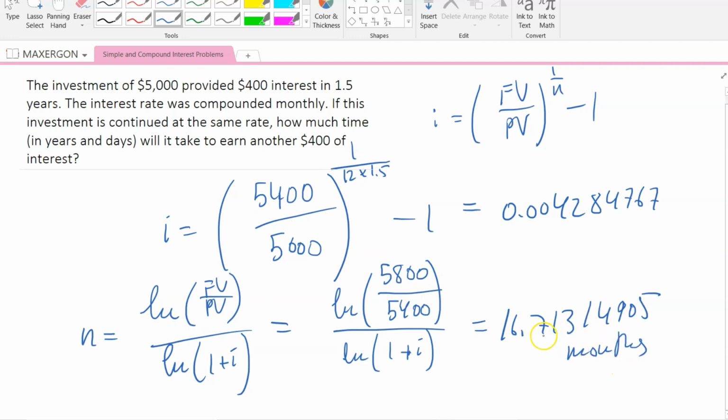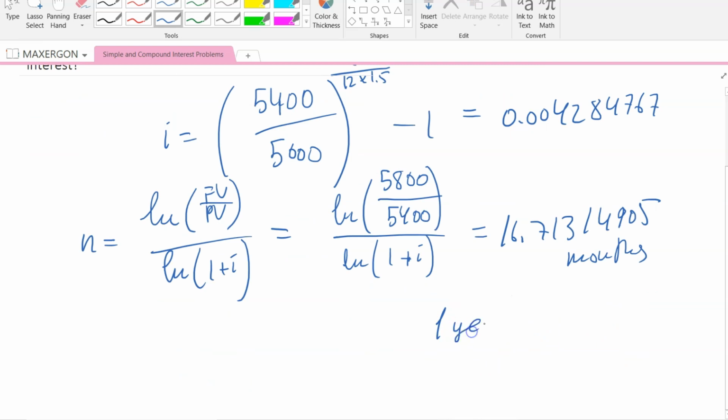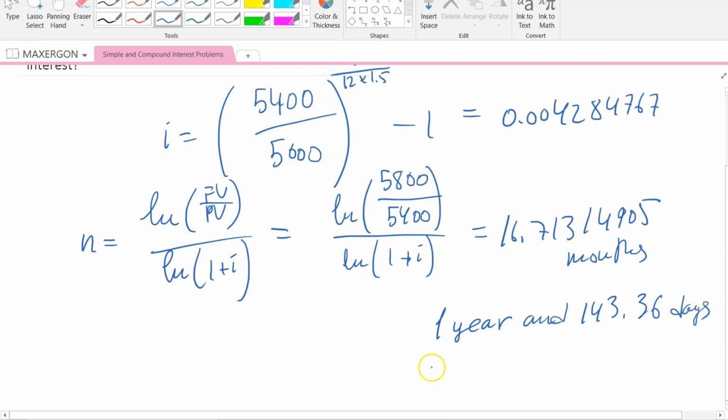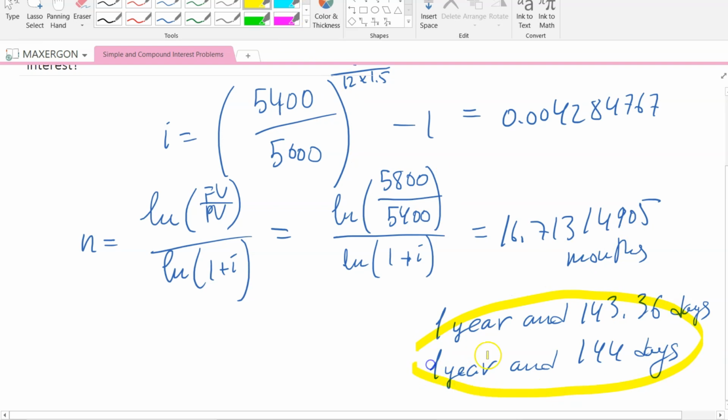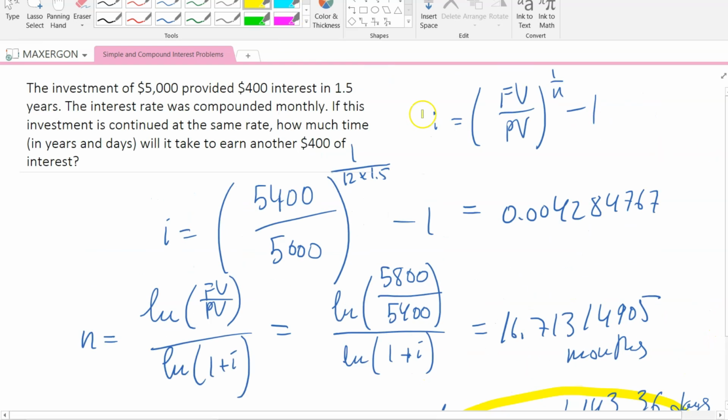Let's convert that to years. It's 1 year and 143.36 days. Rounded to the next day, it's going to be 1 year and 144 days. Usually in problems like this, we round to the next period, the next day in this case, because the problem is asking us in years and days.